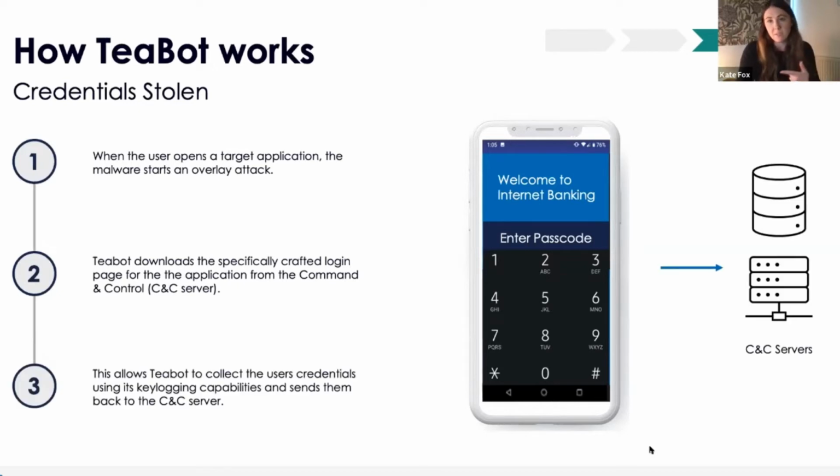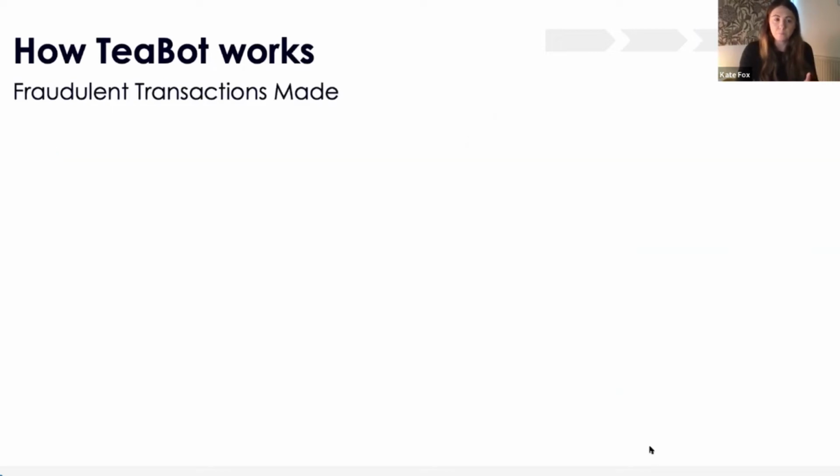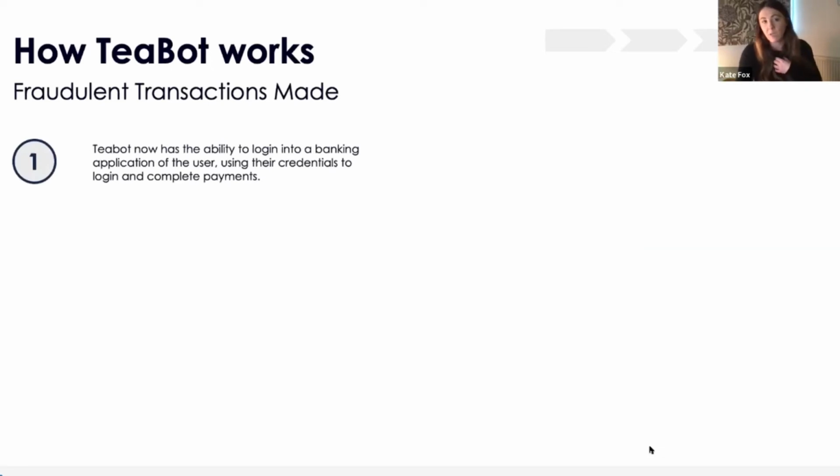This allows them to collect the data for the credentials, which is one of the key capabilities of TBot, the key logging capabilities, and send it back to the command and control server. So now they've infected the device and they've got the customer's details, they can log on and make the payments. This is how the fraudulent transactions are made. They've got the passcode to log in, and they can go ahead and transfer any money out of the bank account.